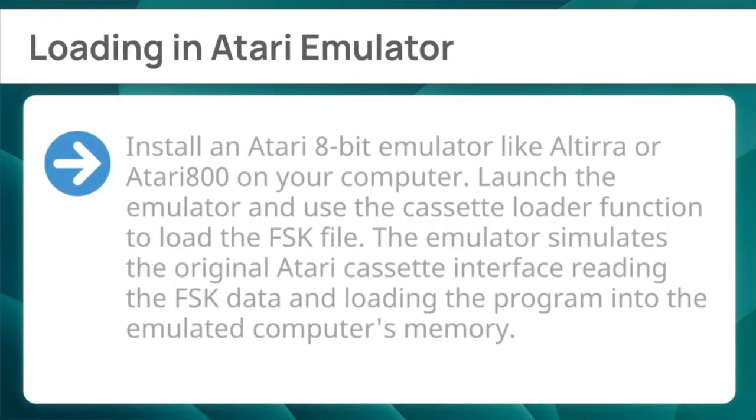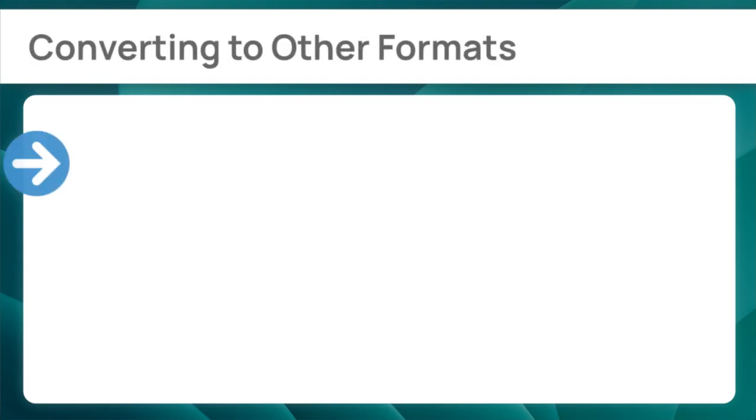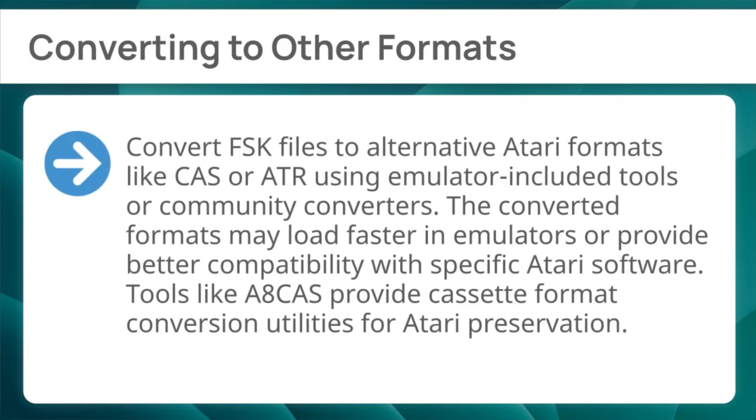First, loading in Atari Emulator. Install an Atari 8-bit emulator like Altera or Atari 800 on your computer. Launch the emulator and use the cassette loader function to load the FSK file. The emulator simulates the original Atari cassette interface, reading the FSK data, and loading the program into the emulated computer's memory.